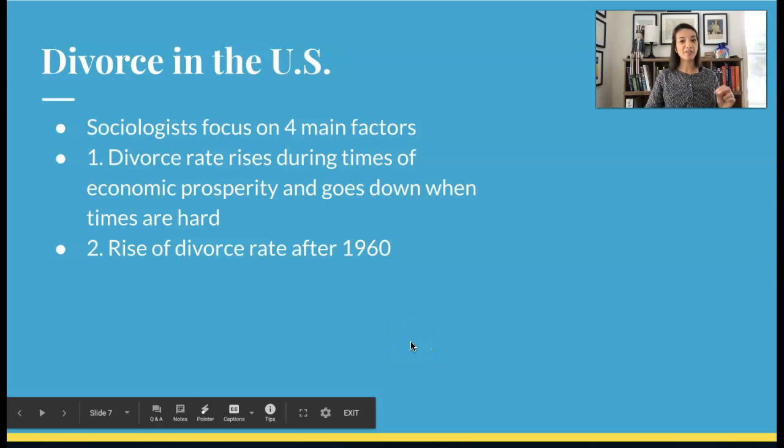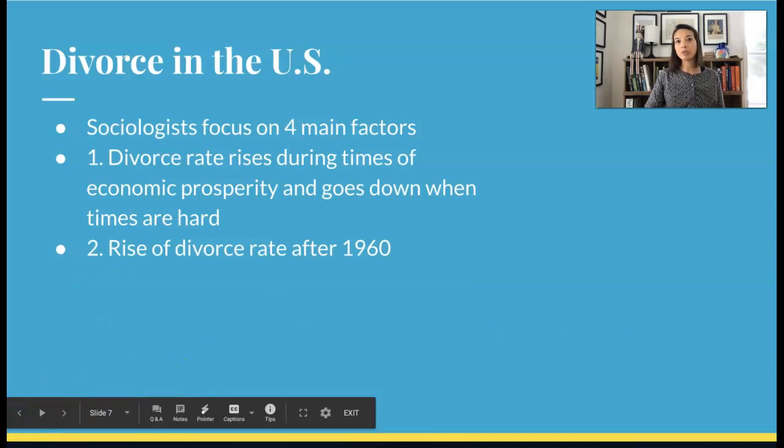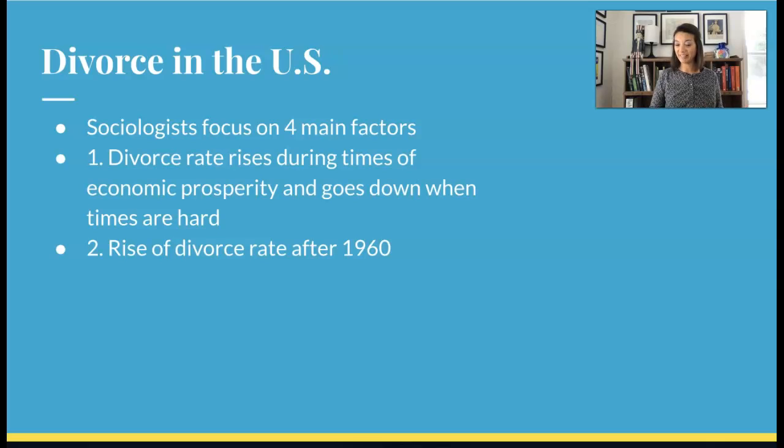The rise of the divorce rate after 1960. So let's talk about that for a second. As the baby boomers matured, so the baby boomers were born after 1945. They say that the explosion of babies born in the United States from 1945 to about 1960, 1965 is the baby boom, because all of those soldiers were coming home from the war. So as those baby boomers matured, hence around 1960 and then a little bit later, their ideas of divorce didn't have the same stigma as earlier generations did.